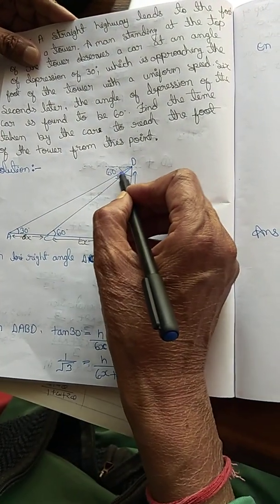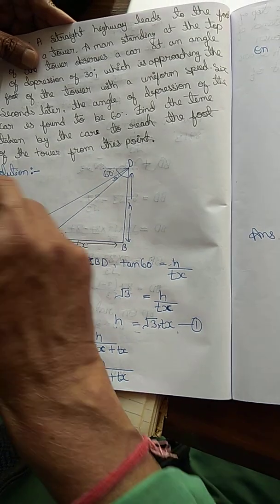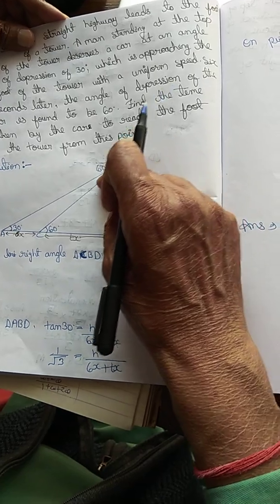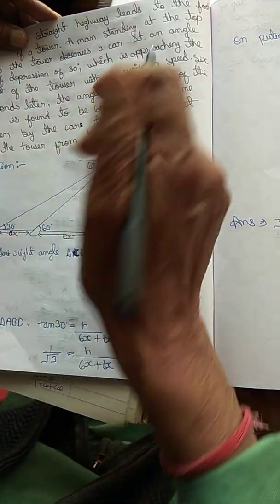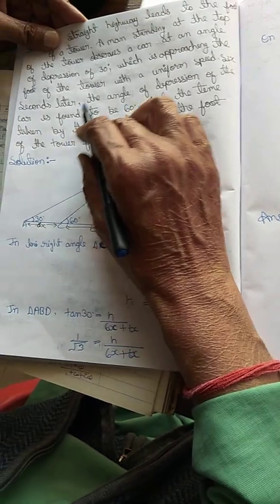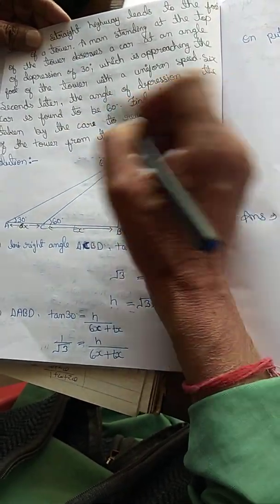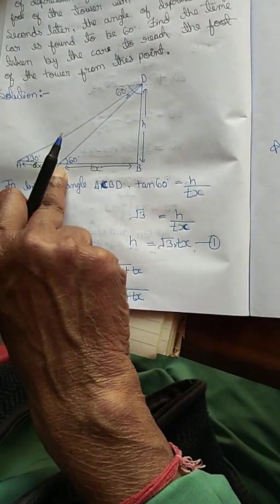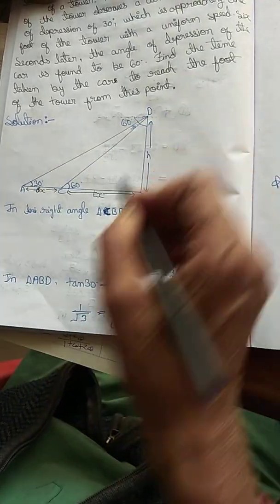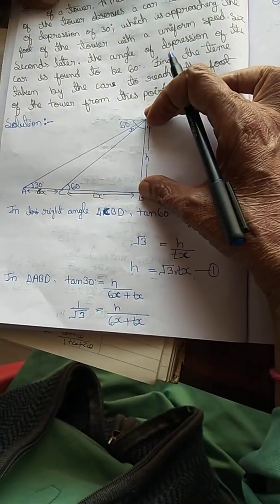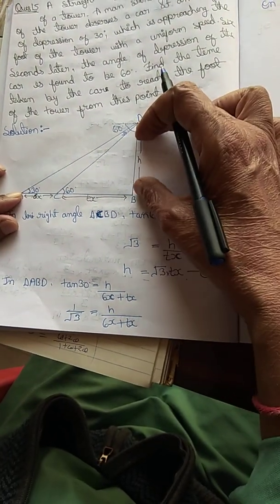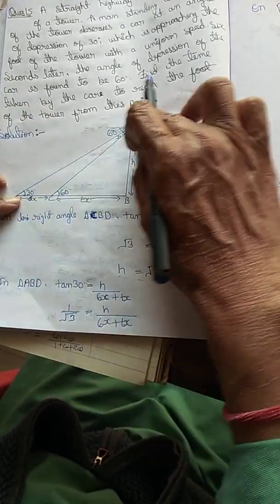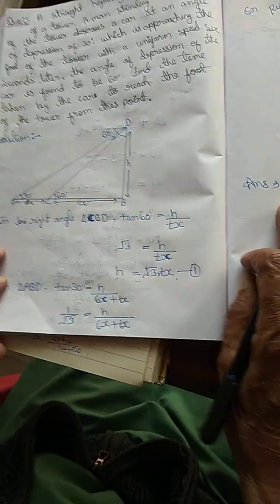As the car moves, after some time, the angle of depression becomes 60 degree. We have to find the time taken by the car to reach the foot of the tower, that is, the time traveling from point C to B. Now the diagram becomes like this. This is the height of the tower, this is the first angle of depression, this is the second angle of depression. Join this with D, and this diagram is there.